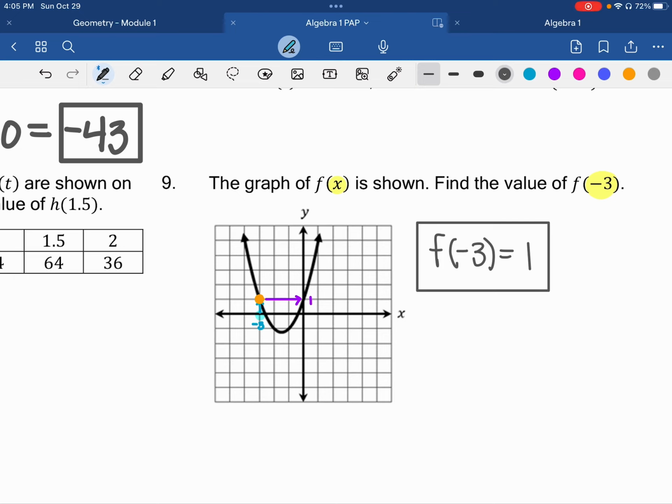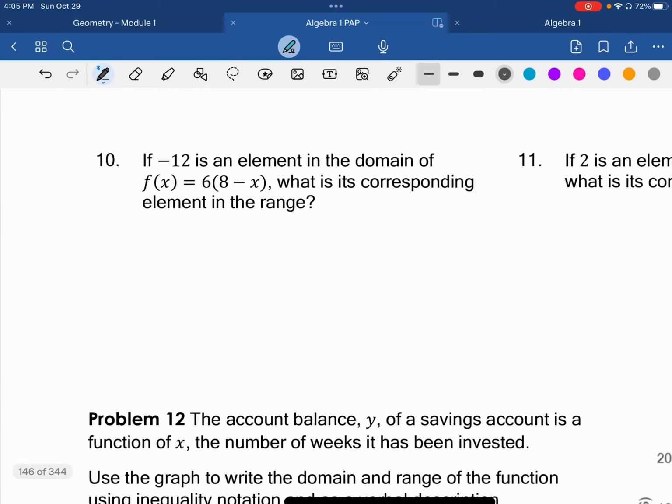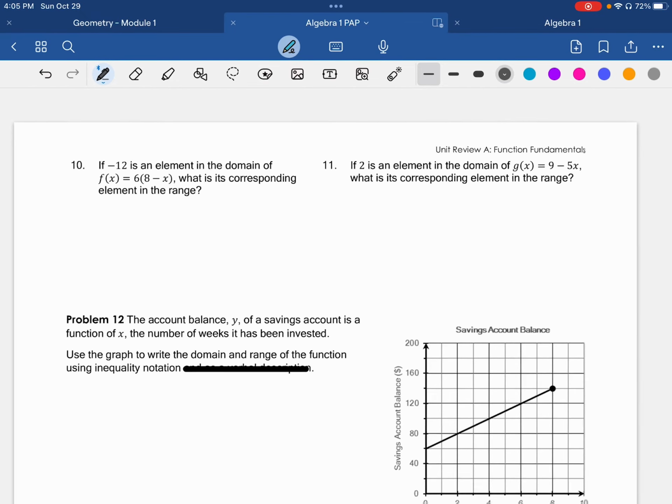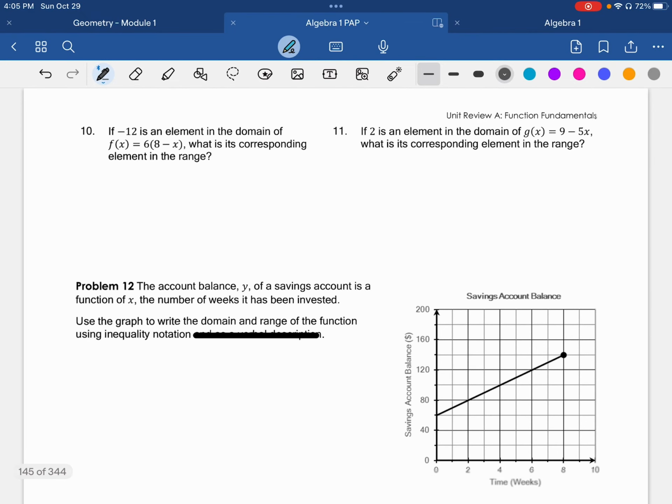You're making me an ordered pair is what you're doing. You're giving me the ordered pair for this point right here, and your answer is the y value of that ordered pair. All right, let's move on to the next page. Let me zoom out just a bit.